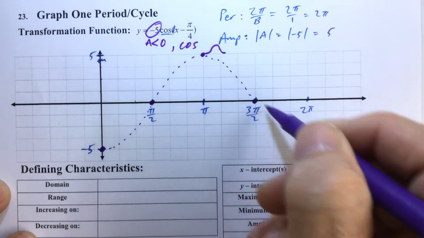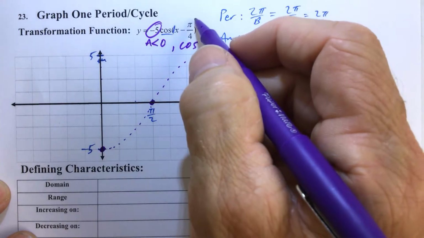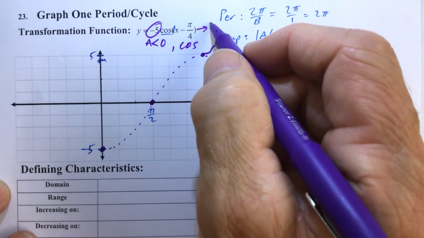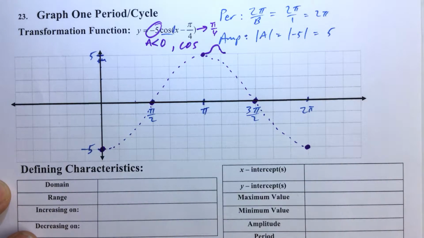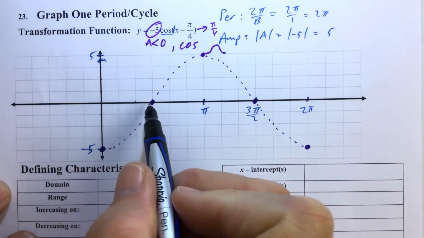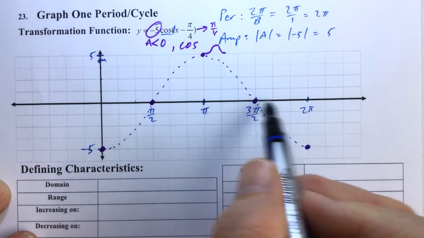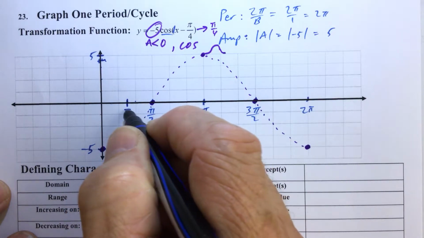And after drawing that, we're going to take this graph and shift it pi over 4 radians to the right. So we're going to go right pi over 4. Since my period is sectioned off by pi over 2's, half of pi over 2 is going to be pi over 4.